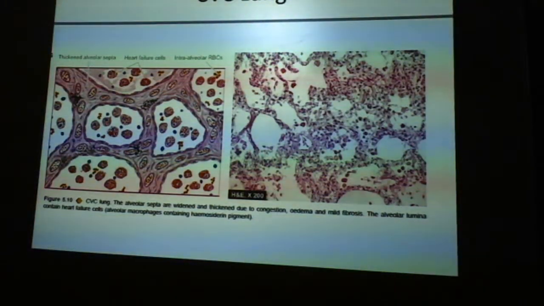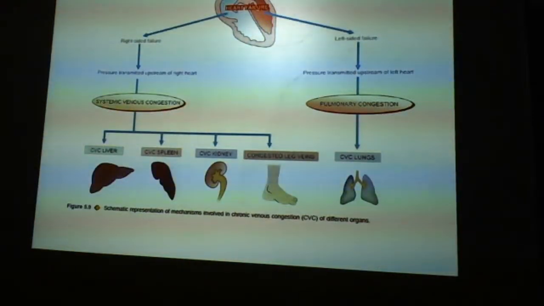Okay, so first one is chronic venous congestion of lung. I already described the pathogenesis of chronic venous congestion of lungs. Whenever there is obstruction to the venous outflow from the lungs, that is the pulmonary veins, any cause which is giving rise to left-sided heart failure will give rise to pulmonary congestion and in turn chronic venous congestion of the lungs.